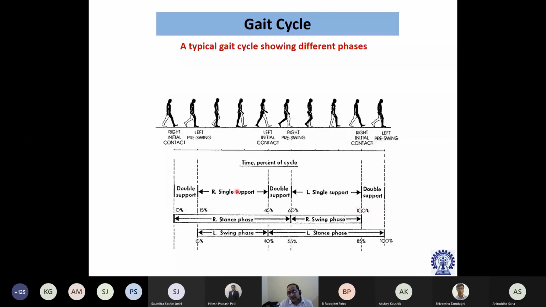But essentially, if you look at the right single support or the left single support, I think this is a little bit confusing here. This is 60, this is 40. This is 60, this is 100. So this is meant for the right swing phase. So that is 60 to 100%. The right swing phase is 40% of the whole cycle.